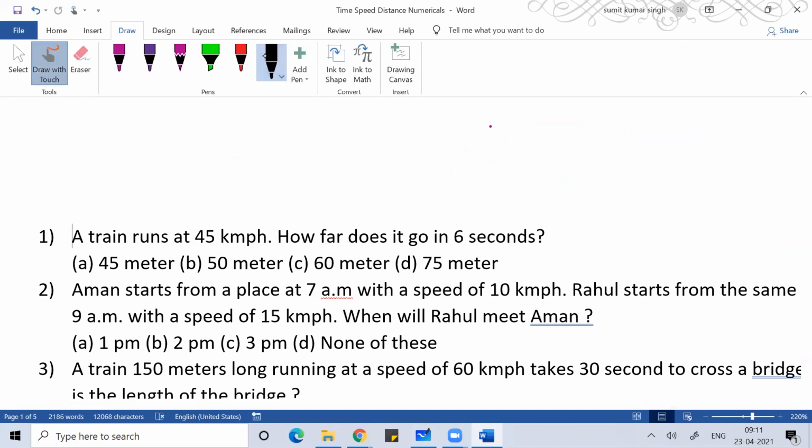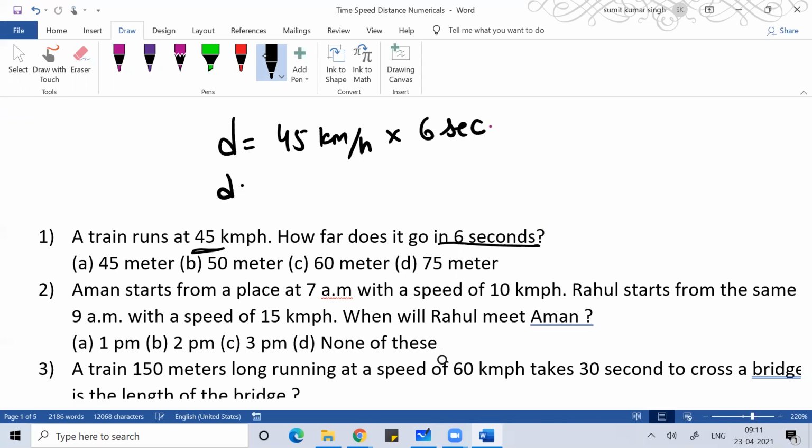Here, if you see this question, a train runs at 45 kilometer per hour. How far does it go in 6 seconds? So here I am asking you the distance. The speed is in kilometer per hour, and your time is in seconds. So you cannot multiply them like that because they are in different units. So you need to put them in the same unit.